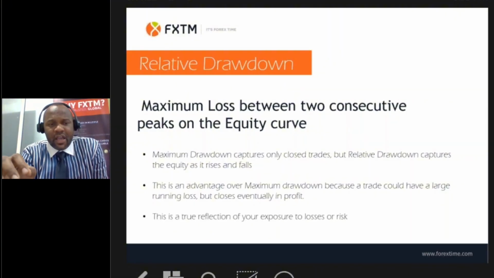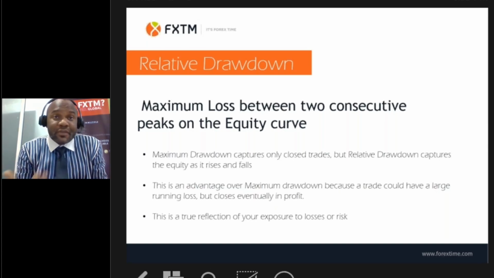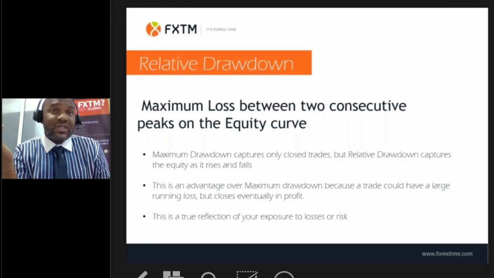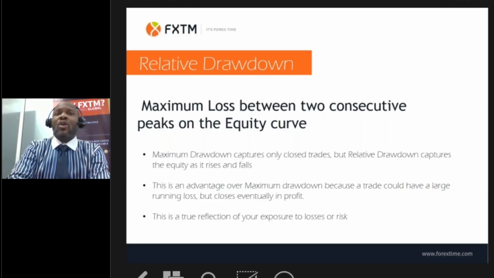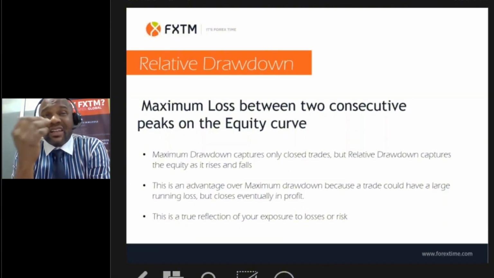This is a true reflection of your exposure to losses. I told you. Relative drawdown actually represents how you really made money and lost money based on the equity. Because if equity drops so large, it's actually your money that is dropping. When your equity drops so much that it gets to your balance, the trade will close and then you lose. So I think you should focus more on the equity, even though what is popularly available on the internet is maximum drawdown. But relative drawdown is also very important as well.